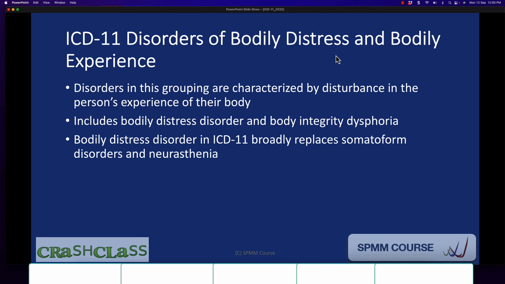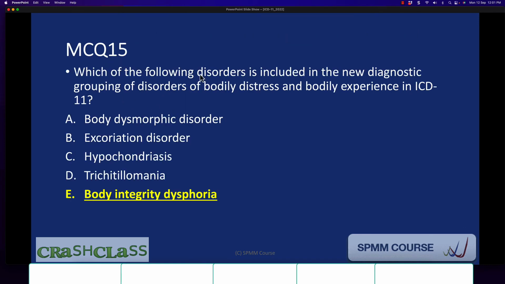Disorders of bodily distress and bodily experience. Disorders in this grouping are characterized by disturbance in the person's experience of their body. This includes bodily distress disorder and body integrity dysphoria. Bodily distress disorder in ICD-11 broadly replaces somatoform disorders and neurasthenia. Question number 15. The correct answer is option E.